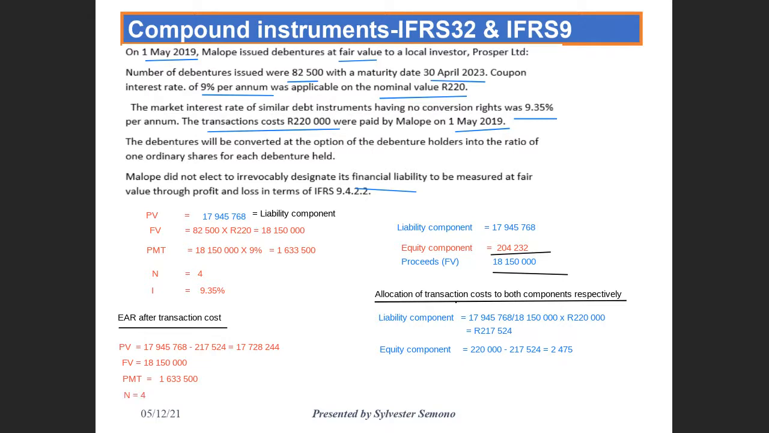But at the moment, what are we trying to find? So we are trying to find our adjusted effective rate after taking the transaction costs into consideration. So I'm going to find my I now. How much is my I? So we need to make sure we put everything on the calculator there. Okay, so we need to make sure that we put everything on the calculator.